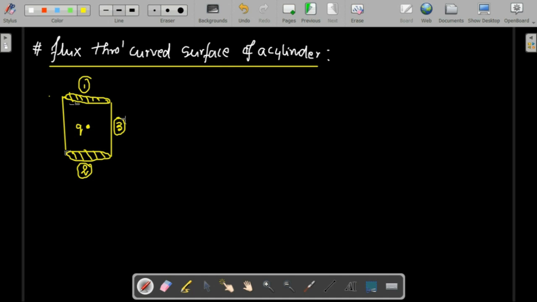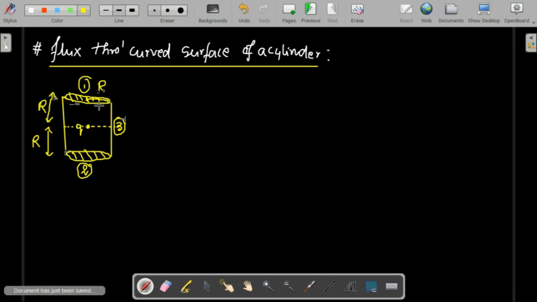These things will definitely be given to you. The distance from here to here is r. The distance from here to here is again r. And let's say the radius of the cylinder is also r. These are the parameters that are being provided, but you have to find out the flux coming out of the curved surface. If someone tells me the total flux, I can obviously write phi is equal to q by epsilon naught, but I have to find out only through the curved surface.